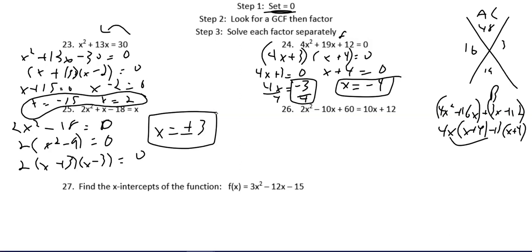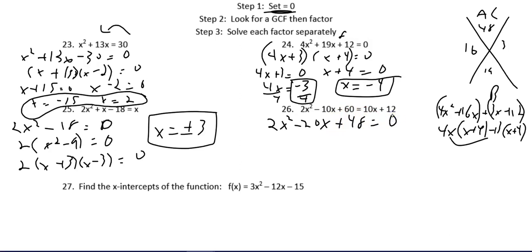All right, number 26, a lot of stuff to do. First, we need to subtract 10x and 12 from both sides. So that's going to give me 2x squared still. Negative 10x minus 10x is negative 20x. And 60 minus 12 is positive 48.